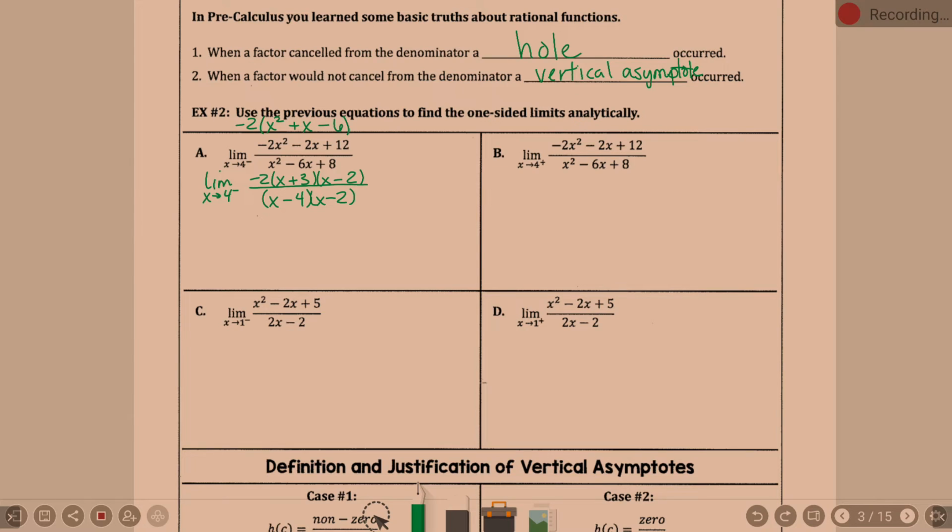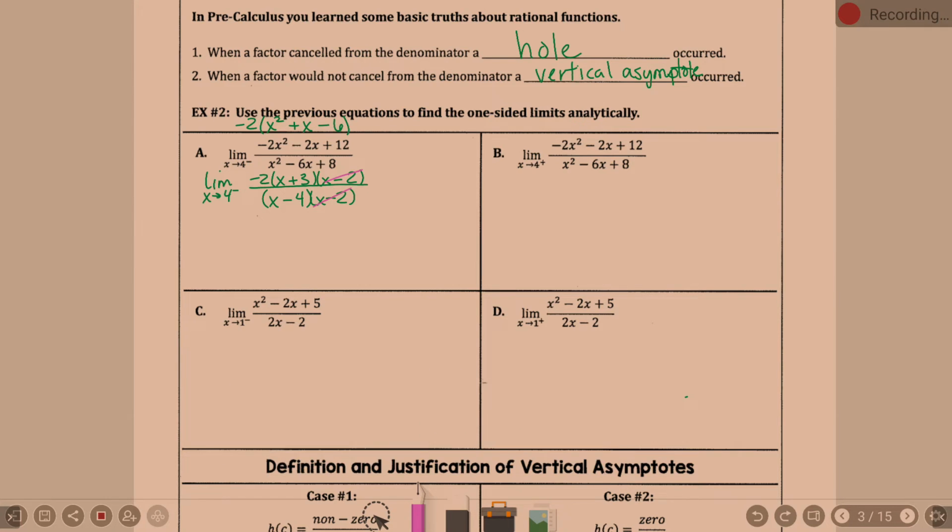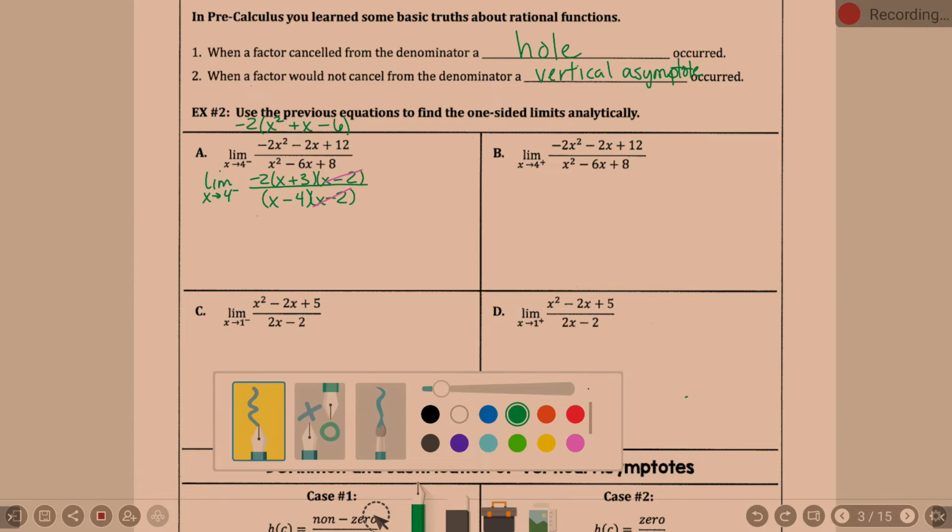X and X, yeah. 4 and 2, minus, minus. Okay. Sorry, you're just hearing how my brain goes through it. What do we notice? Okay, those two cancel.